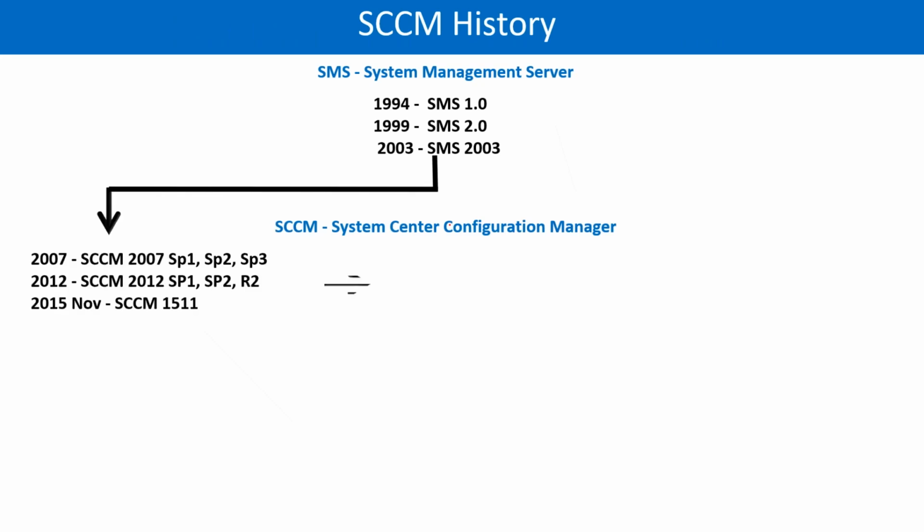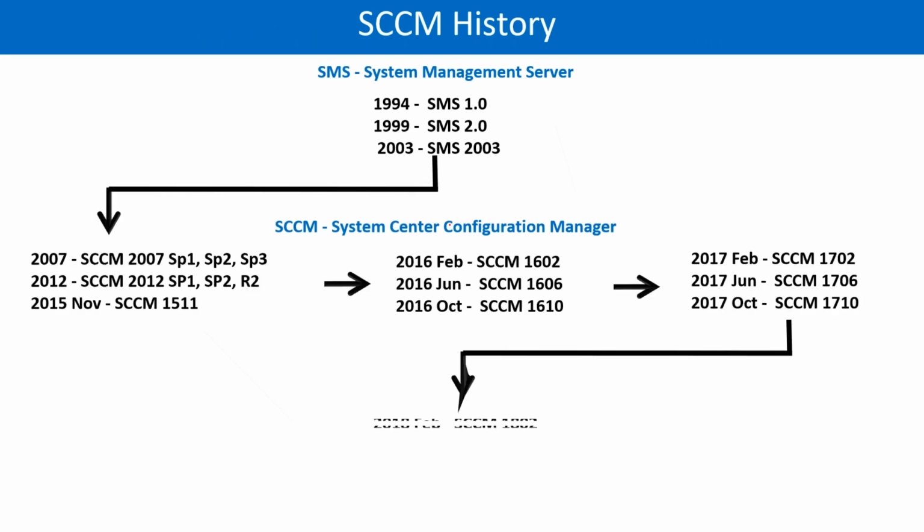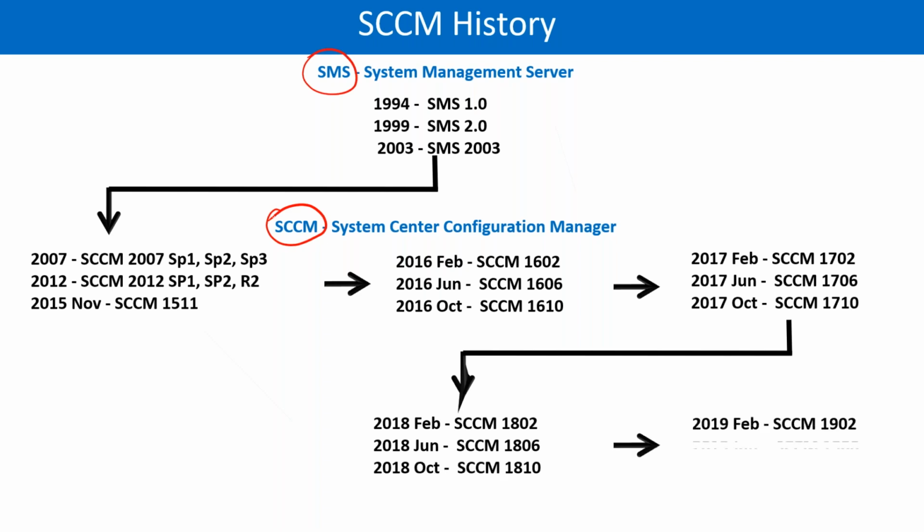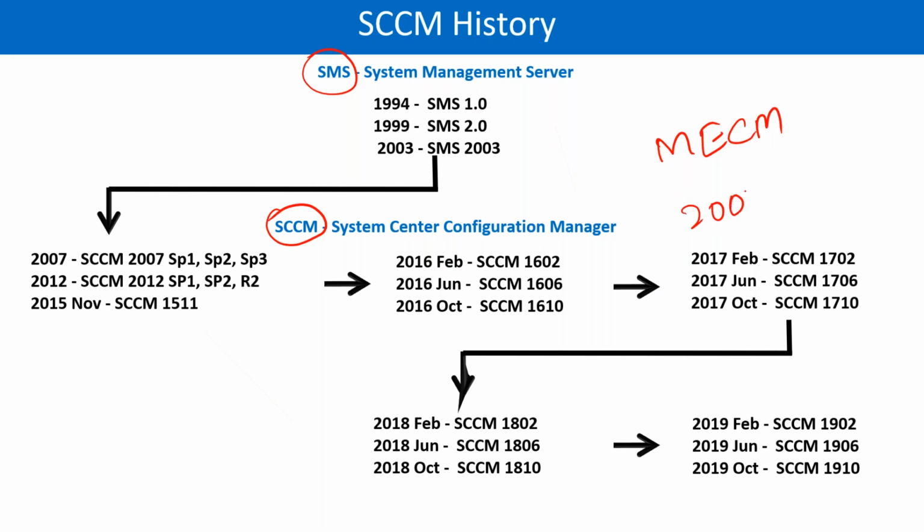Now we discussed the historical details of SCCM. SCCM started as SMS, System Management Server. Later on, Microsoft changed the name to SCCM, System Center Configuration Manager. And later on, Microsoft changed the name again to MECM. So the latest and greatest version of SCCM is 2006 at the moment. And it has been about 25 years for this product to be in the market.